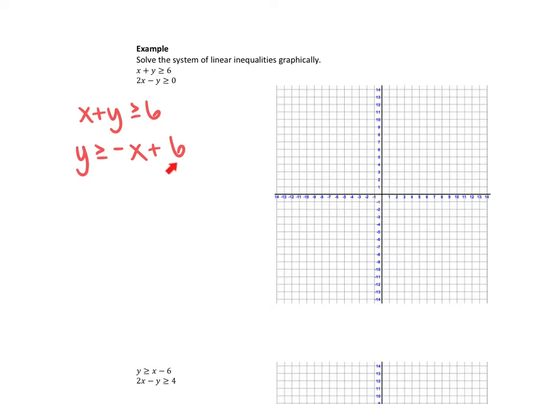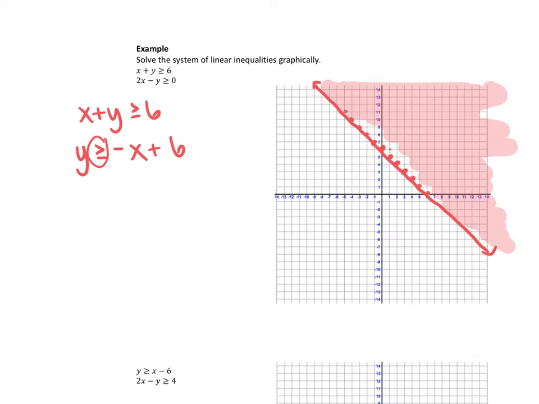To plot that, remember, I plot the y-intercept first at 6. Slope says to go down 1 over 1. And I get this line here that I'm creating. And notice that because the symbol says shade, it's a solid line, and you're going to shade above on this one. So I'm going to extend it out like this, and my first shading occurs above that line.